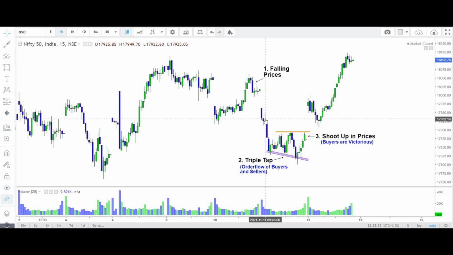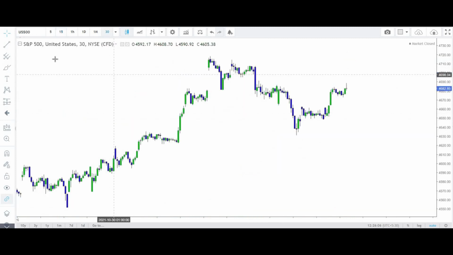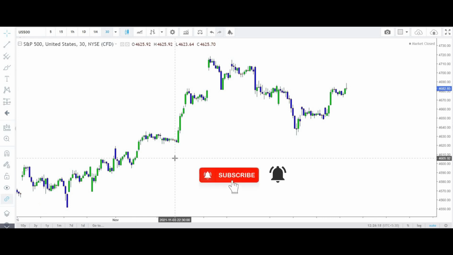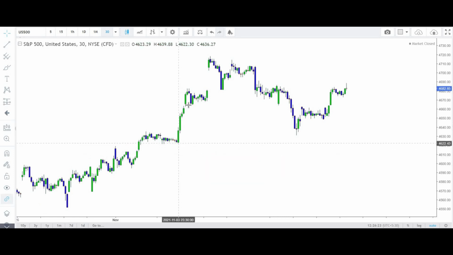Now let us look at a bearish example of the same setup. So right now I'm looking at the S&P 500 index on the 30 minutes time frame. If I look at this index, I can spot a nice triple tap order flow bearish setup. First of all, I can notice a very sharp market movement over here. I can see that prices have rallied a lot from this point to this point, all the way from 4,620 to 4,710. So I can see a very nice upside momentum.